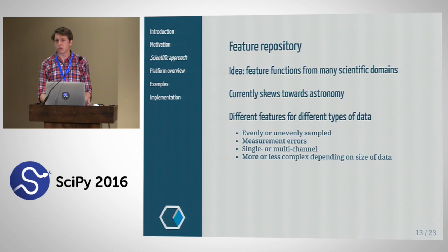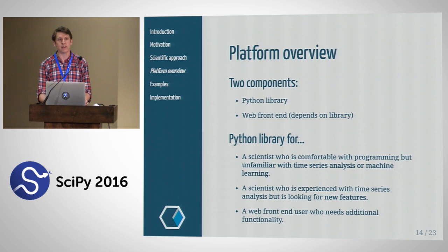Another thing that we're trying to respect is that there are a lot of different types of time series data, and the kinds of functions that you might use depend a lot on what kind of data you have. So your data could be evenly or unevenly sampled, like I referred to earlier. You could have measurement errors included, and we want to have some functions that take into account how noisy your estimates are. You could have single or multi-channel data, and in some cases, you might have a very complicated model that you think does a really good job of fitting your data, but in cases where your data is too large to apply this, you might want to fall back onto something simpler. So these are all things we're trying to consider in including features in our library.